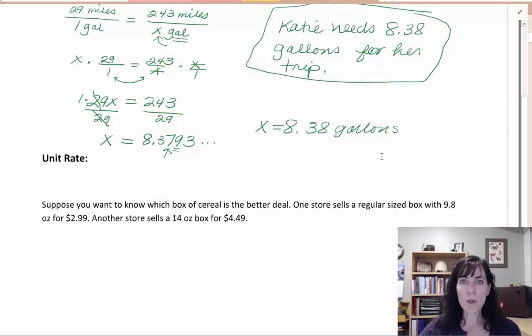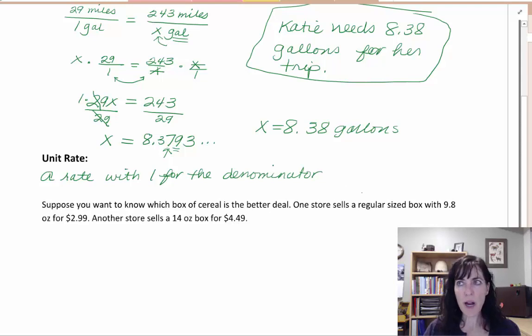We can also use unit rates, and I showed you a quick example of that on the other page. A unit rate is a rate with 1 for the denominator. And so if you're doing miles per hour, for example, then it's going to be some number of miles per 1 hour, as an example.